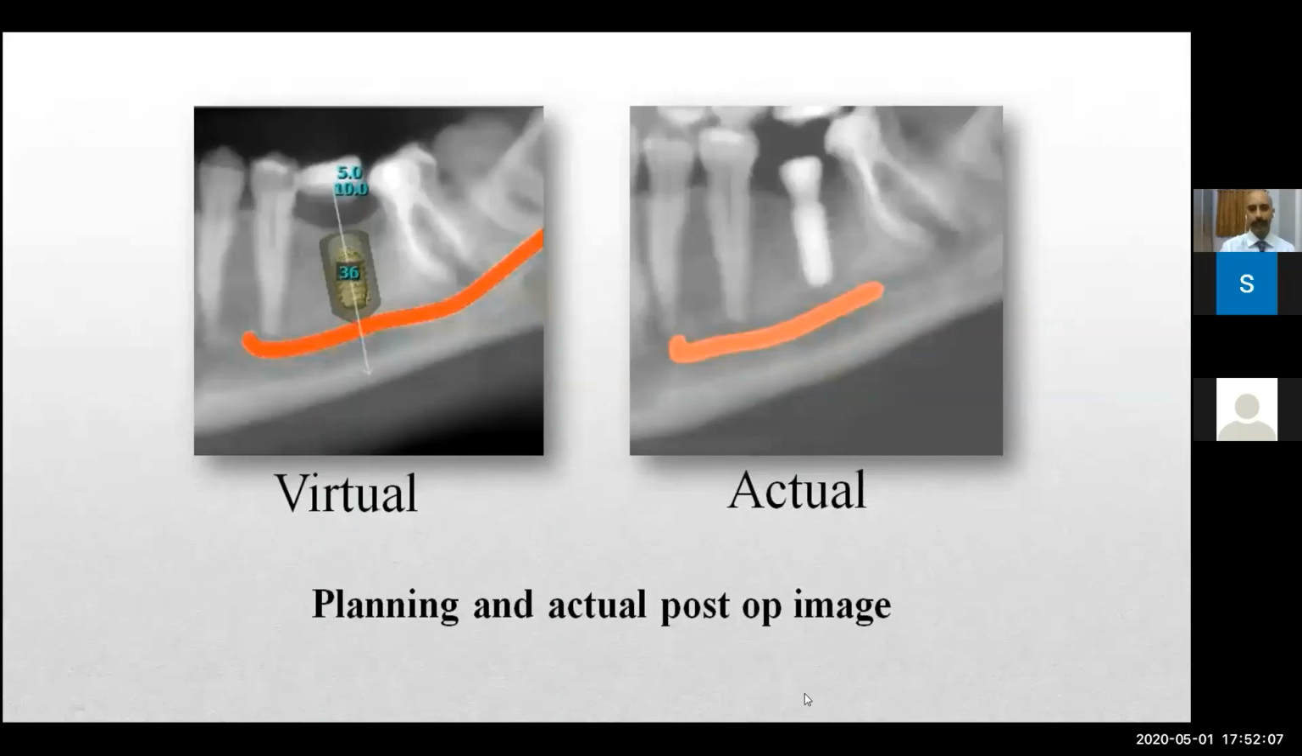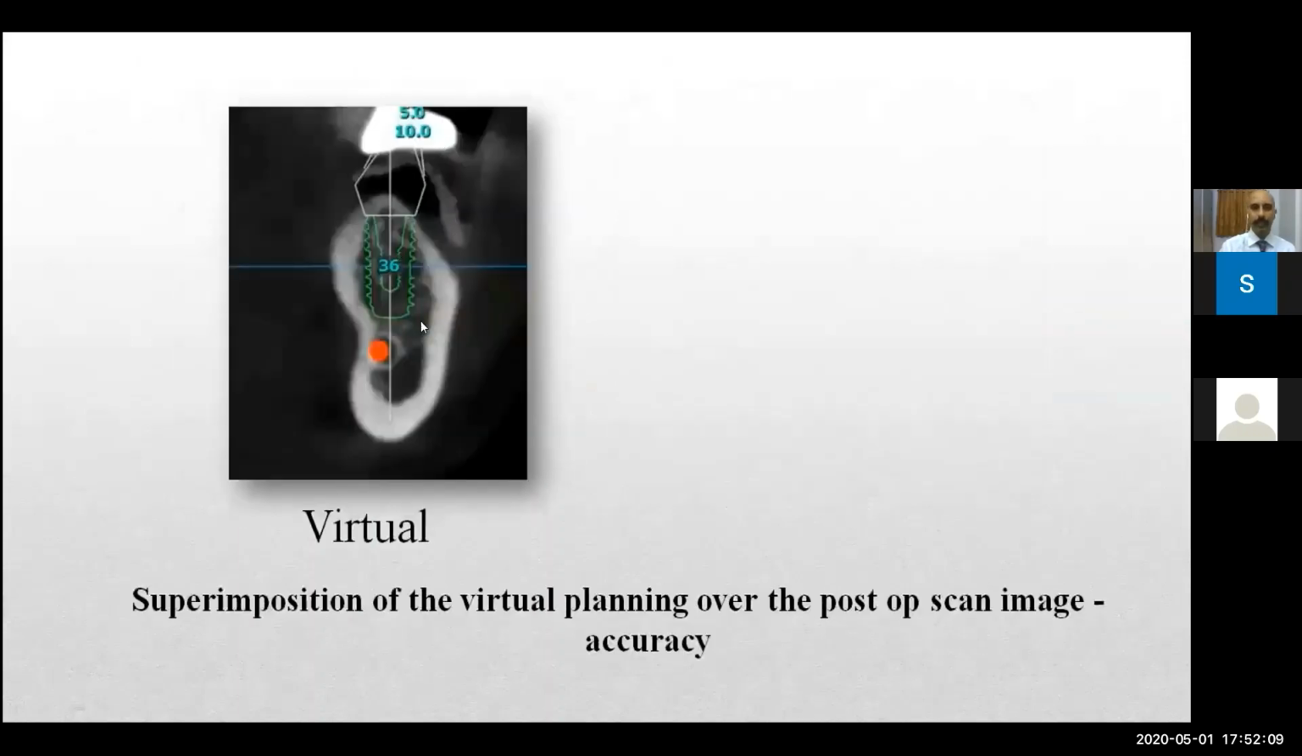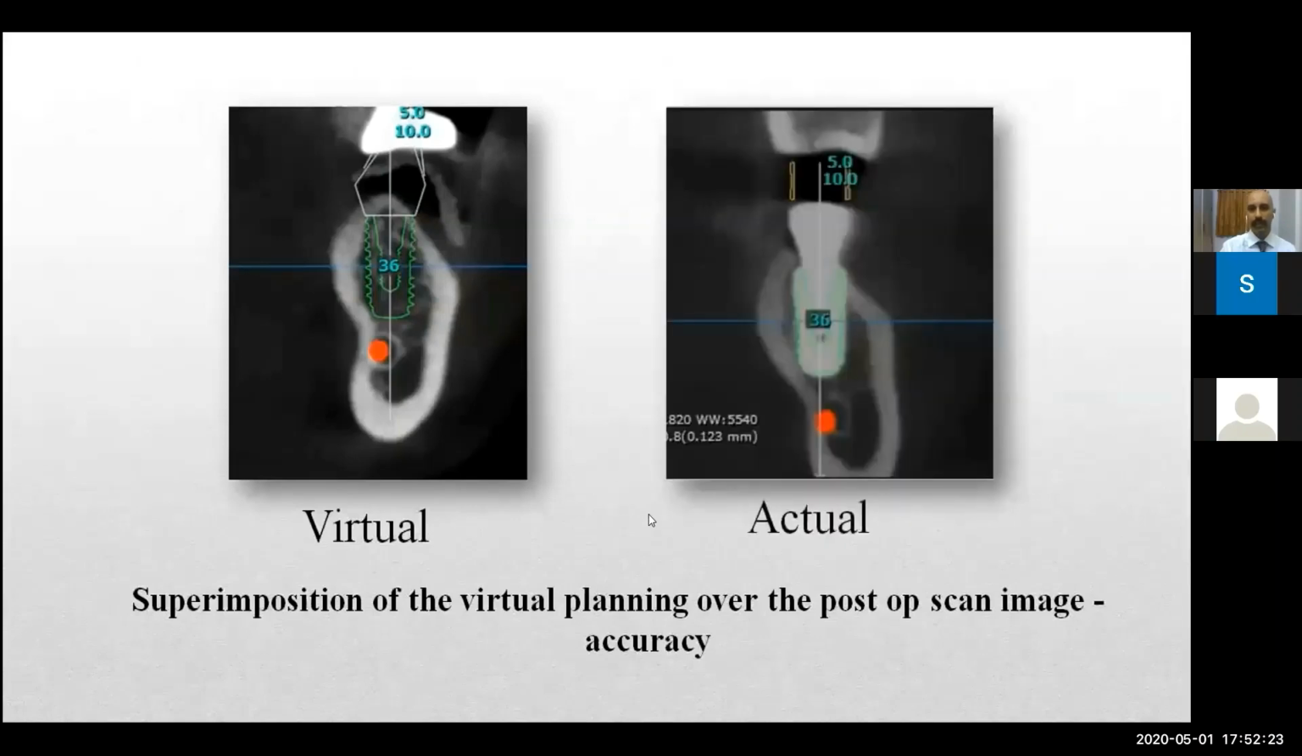Now this is the buccolingual section of the same patient, where we had planned it such that it will be very close to the lingual cortex, yet not contacting the lingual cortex. It is very close to the buccal cortex here, but it's not perforating through the buccal cortex. This is how the image is obtained. You can see that it is lying very close to the lingual cortex, but not exactly touching it. And the same way, as planned, it's close to the buccal cortex, but not perforating it.